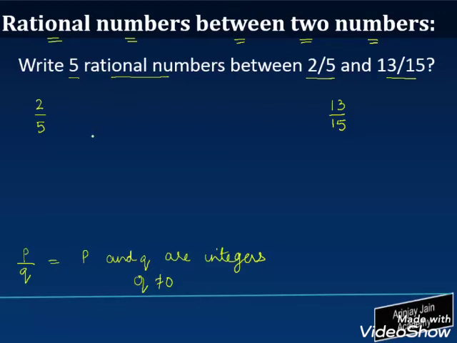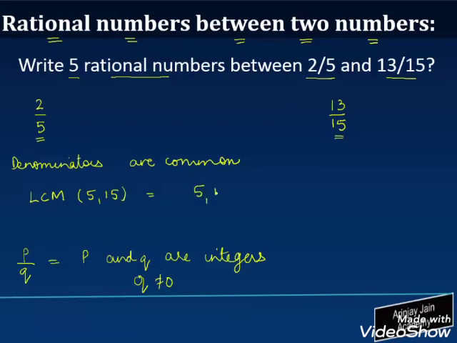And to find out 5 of these numbers, the first step is you need to convert the given numbers in such a form that their denominators are common. And for that, we need to find out the LCM of the two denominators, which is 5 and 15 in our case. So if we find out the LCM of 5 and 15, 5 times 1 is 5, 5 times 3 is 15. So 3 times 5, or 15 actually, is the LCM of these two numbers.